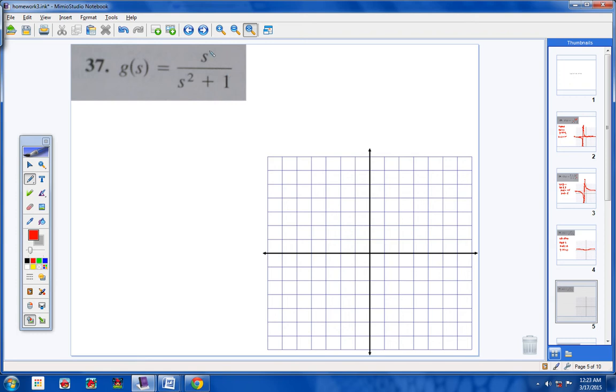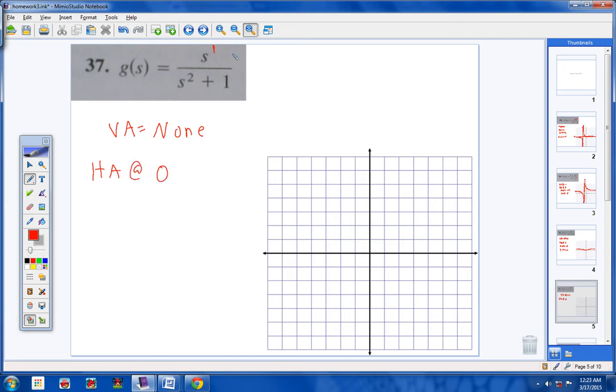We have degree 1, degree 2. Well, first of all, your vertical asymptote is going to be non-existent once again, okay? Because s squared plus 1 equals 0. Bring the 1 over, make it -1. Take the square root of both sides, and you're going to get nothing. Now, the horizontal asymptote is going to be 0.